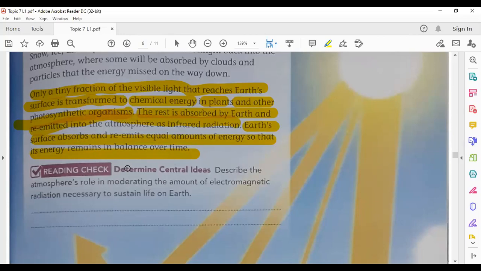Look at this question, reading check. Describe the atmosphere's role in moderating the amount of electromagnetic radiation necessary to sustain life on Earth. I want to read the question again. Describe the atmosphere's role, or the importance of the atmosphere, in moderating the amount of electromagnetic radiation necessary to sustain life on Earth. Can anyone give me the answer?